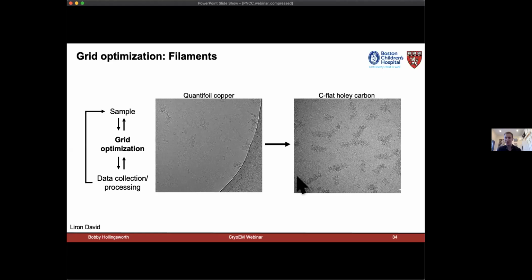Of course, we ran into grid optimization issues with these filaments as well. In particular, the NLRP1 filament would not go into Quantifoil copper grids for some reason. It would stick to the carbon. It would stick around the edges, and everything inside the holes was pretty aggregated. However, Laurent David in our lab has noted that sometimes filaments just behave better in C-flat grids. We don't know why. And so we used C-flat grids, and it just worked. And so it's just worth trying different grid types, because these small differences in surface properties of these grids may make a world of difference when it comes to a cryo-EM project.